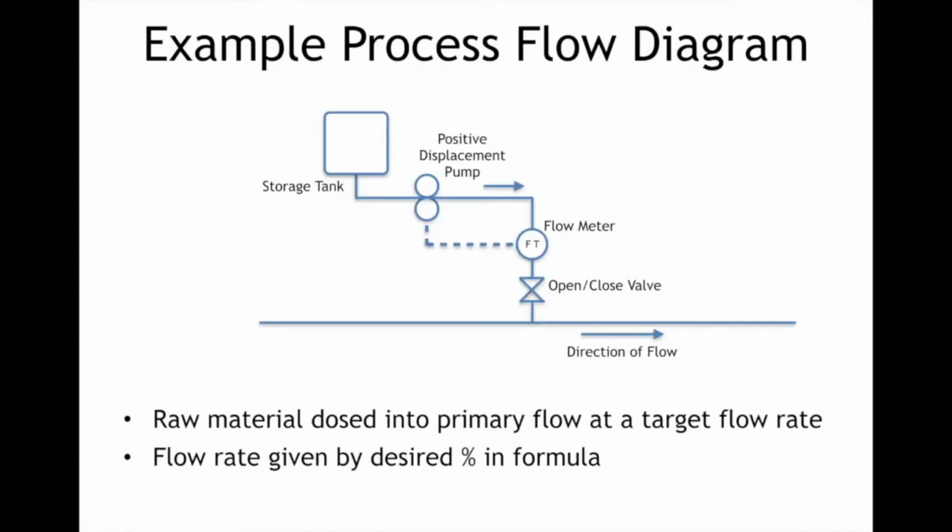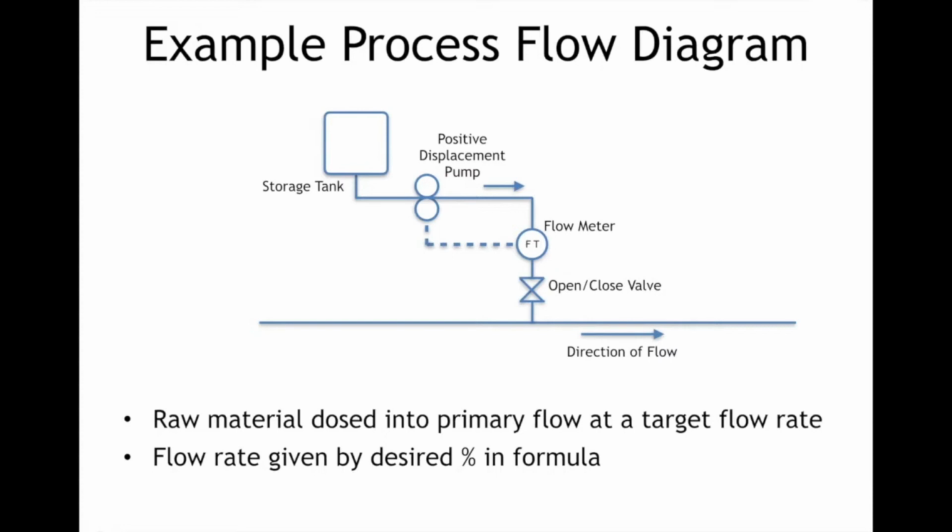So the example that we will start with, though, is the storage tank. There's liquid in the storage tank that is being pumped through a positive displacement pump that's going through a flow meter, that's going through an on-off valve that is then going into a main header or a storage tank or wherever else it needs to go. So there is a feedback from the flow meter back to the PD pump, and the PD pump is run by a variable frequency drive.